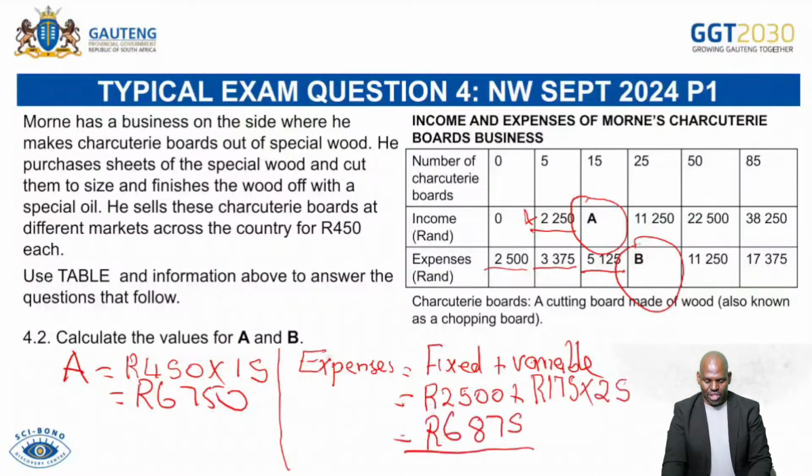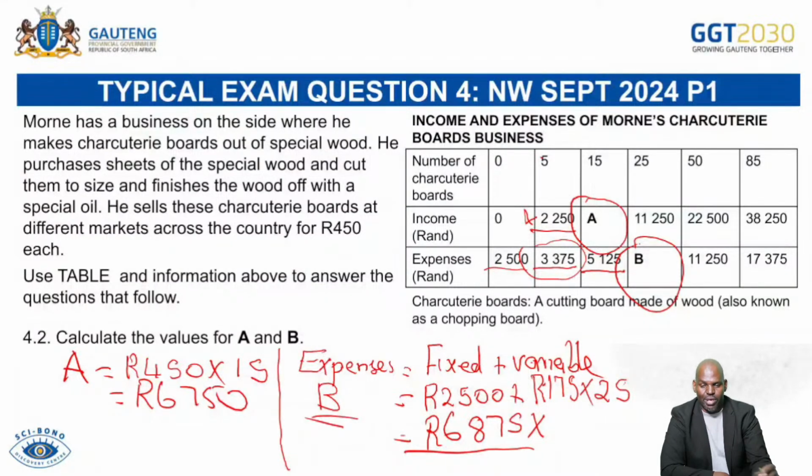Okay, 6,875. You can just check it with other items. For this one, if it's 5, we say 2,500 plus 175 times 5. So if you say 175 times 5 plus 2,500, it's going to give me exactly 3,375. So that is how we calculate the value of B. The value of B actually represents the expenses, and this is how we calculate the expenses.